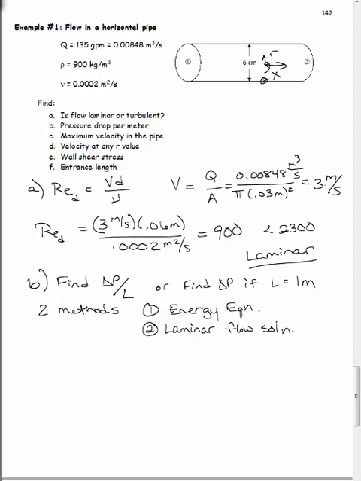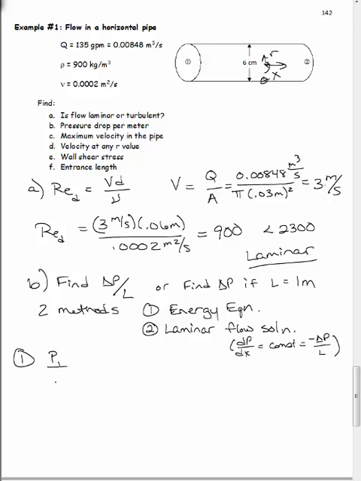Because it has that dP dx in it, and we can use that because dP dx is a constant, and that is going to equal minus delta P over L. And the minus is because the pressure is dropping. Okay, so the pressure is higher here than it is there. So our dP dx would be negative delta P. So let's start with the energy equation method.